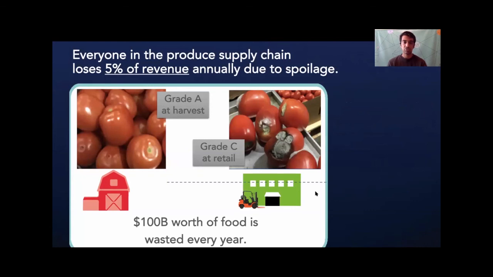The industry loses 5% of all annual revenue due to food spoilage. It may take 4 days for a strawberry to go from a farm in California to a distributor in Chicago, while its shelf life is only 12 days. Over the course of transportation, the quality of the produce may change. A farmer says produce is grade A when shipping, but it's only grade C when it reaches the distributor.